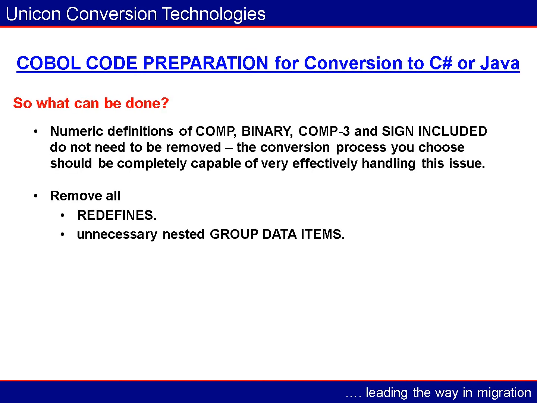It is highly advisable to remove all unnecessary nested group data items from the original COBOL code. C# and Java code can be generated to handle these nested data areas, but the resultant converted C# or Java code will be more complicated than it needs to be.